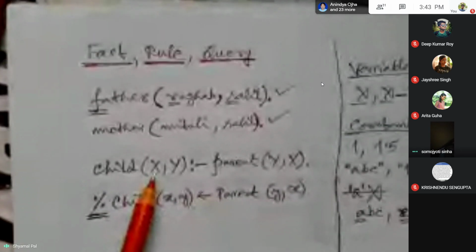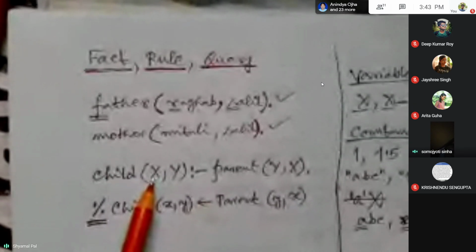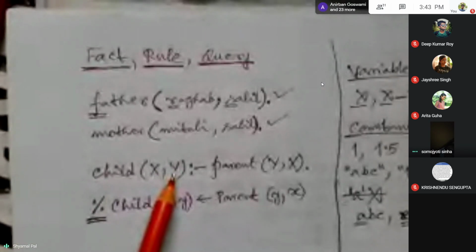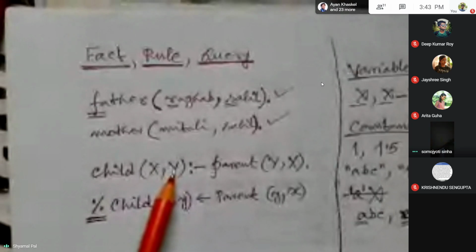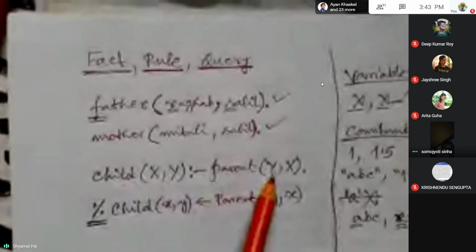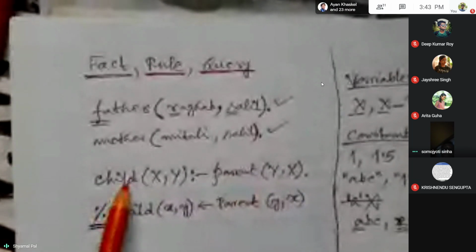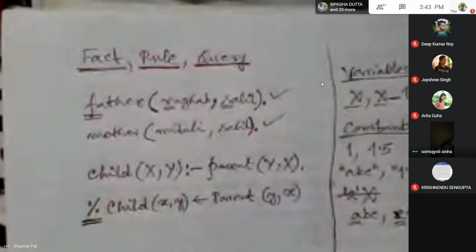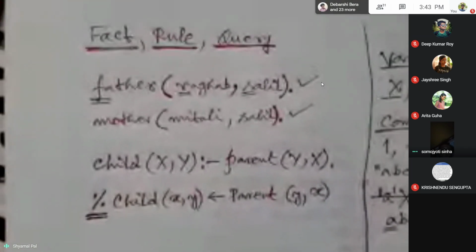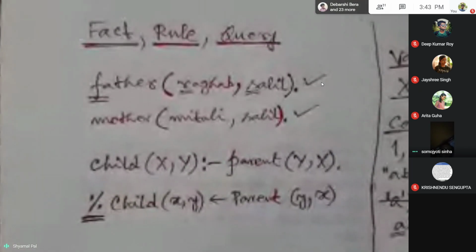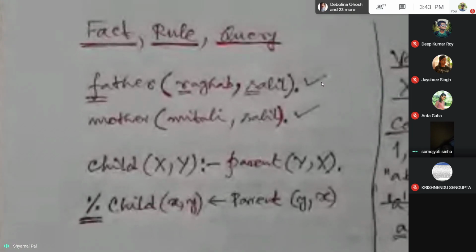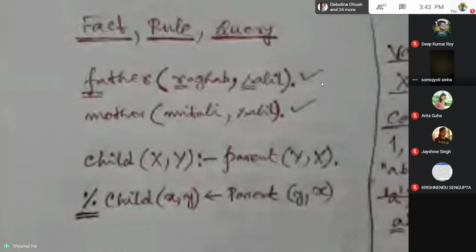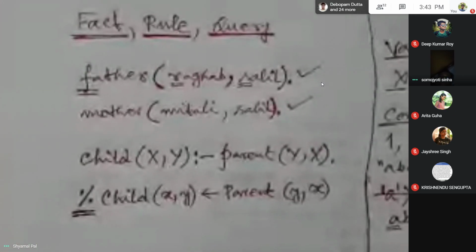So here also, if x is to be child of y, then definitely y is also parent of x. Any confusion in these two statements? This one is the predicate representation. This one is the Prolog representation. Let's look at these two statements. Any confusion? P and C are in capital letters, X and Y are in small letters in predicate logic.